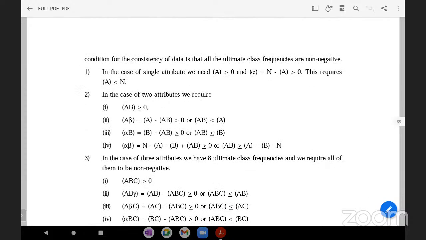In the case of a single attribute, we need A greater than or equal to 0, and alpha equal to N minus A greater than or equal to 0. This requires A less than or equal to capital N.